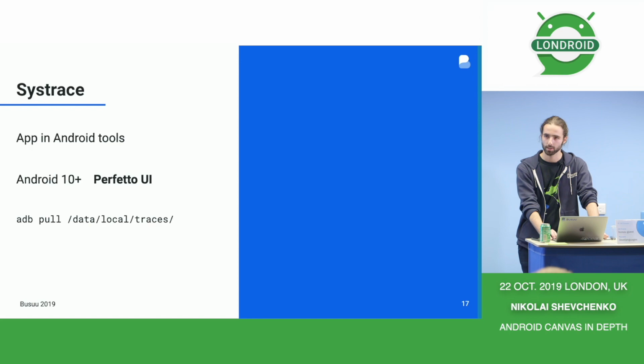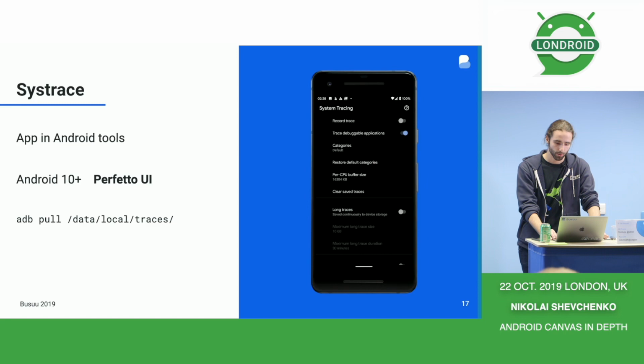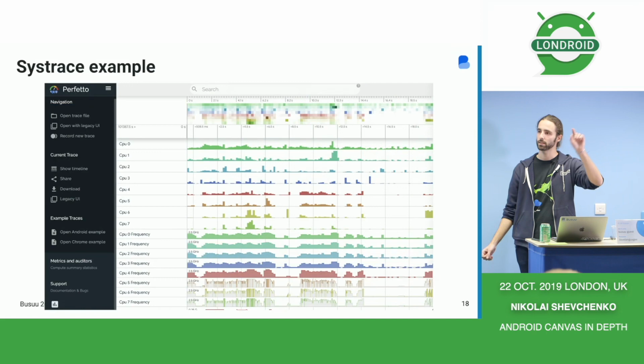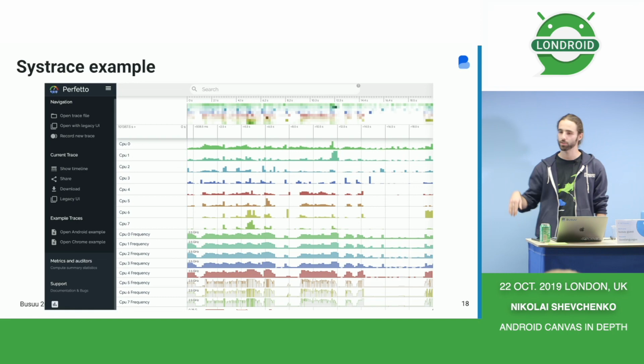And here we go, back in the developer settings. In order to get the system tracing going, we have the record trace option on top. We're going to enable it, and we're going to start seeing the foreground notification popping up. It's going to record stuff. We're going to run the adb pull for the traces. And as you can see on the top left, open trace, we can open the trace file that we just downloaded. And we're going to see this beauty.